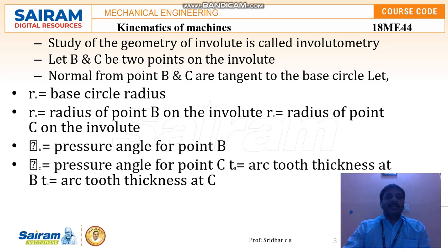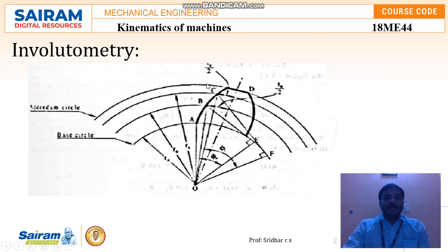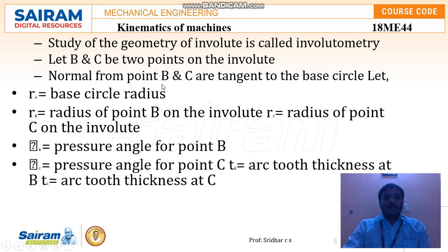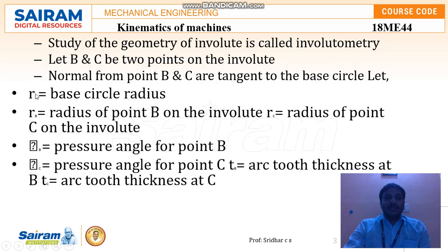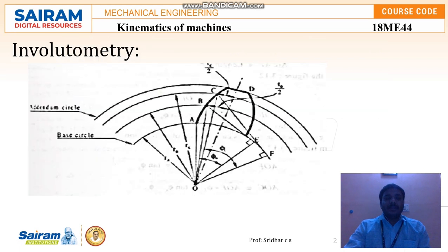Let B and C be two points on the involute. You can see B and C are two points on the involute, and the normals at points B and C are tangent to the base circle. We have drawn a tangent to the point E. Here RA is the base circle radius, RB is the radius at point B, and RC is the radius at point C.